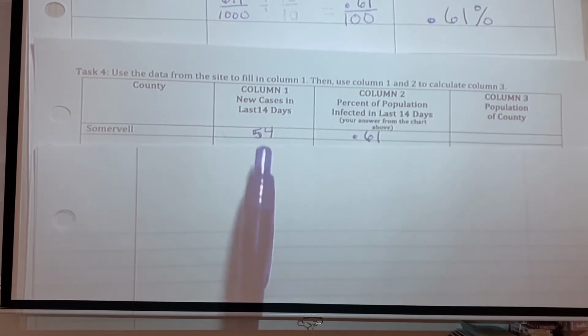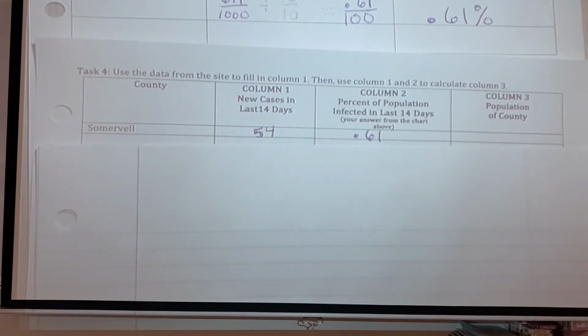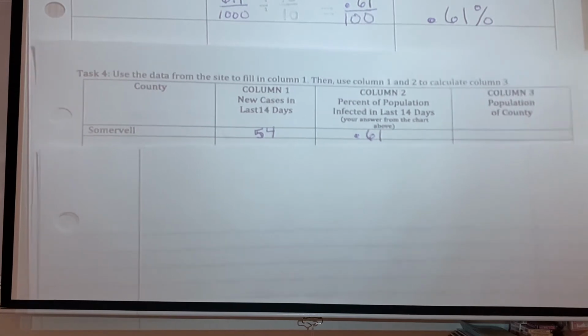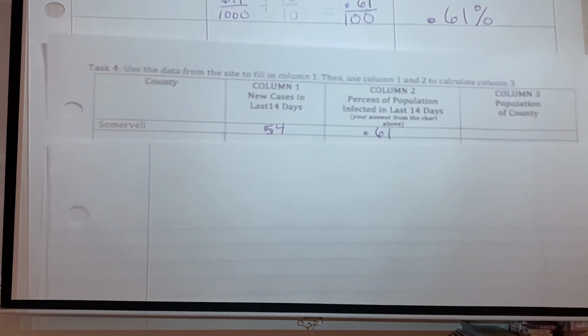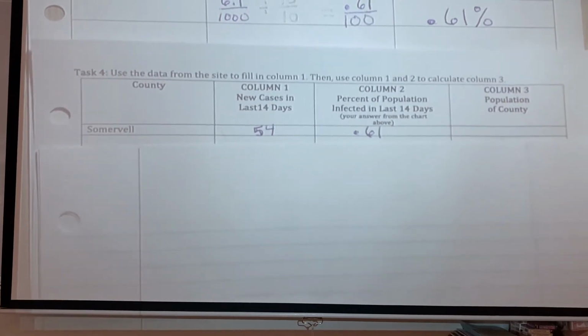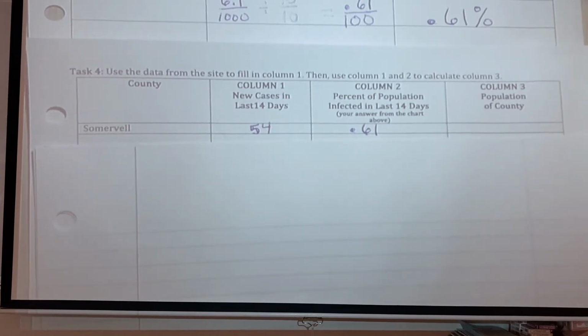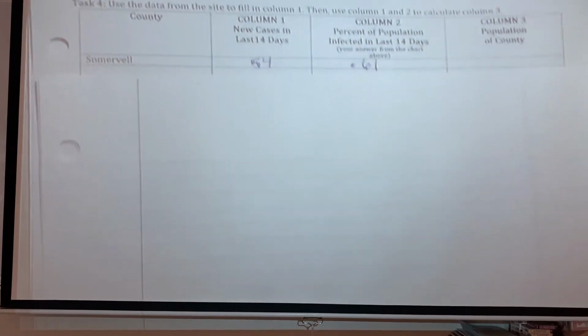So they've had 54 cases in the last 14 days in Somervell County. How many people live in Somervell County? Is that a big number or a small number? I mean, if the county's only made up of 54 people, that would be a lot of people. But if the county's made up of 3 million, well, 54 people is not all that much, right? Okay, so how can we find out the population?